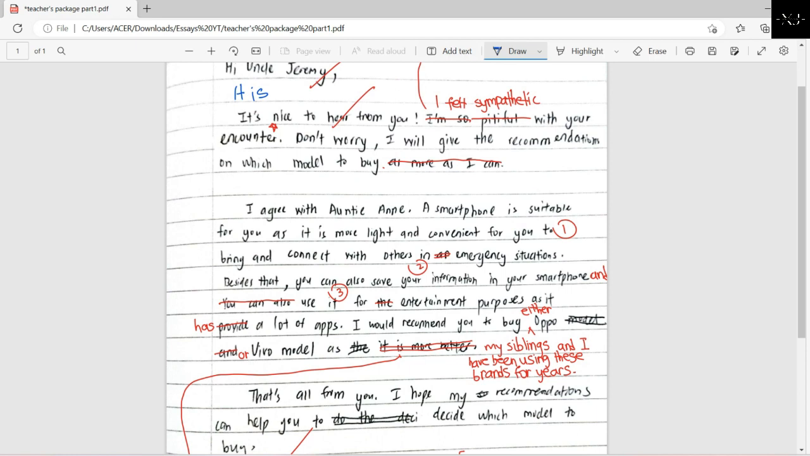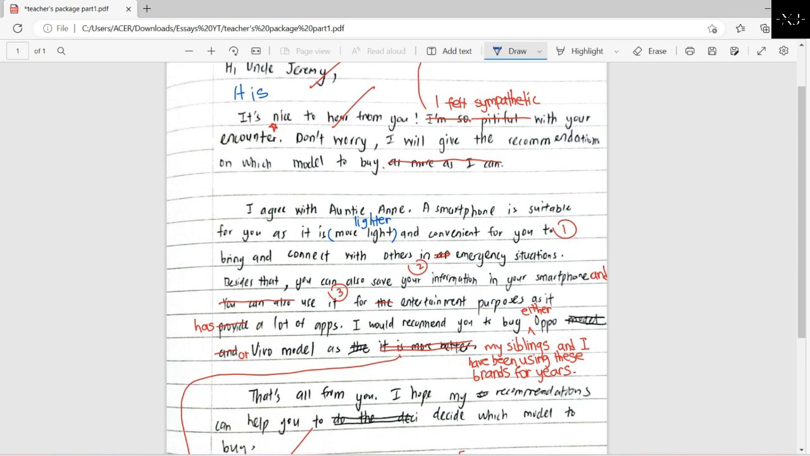Okay, so this student gave 3 good and valid points, and let's take a look at the first one. A smartphone is suitable for you as it is more light. If you want to save words, you can just write lighter. Honestly, I would prefer that my students write lighter instead of more light, because more light is actually the direct translation from Mandarin, which is something that I highly discourage you guys from doing if you're Chinese or you went to Chinese primary school.